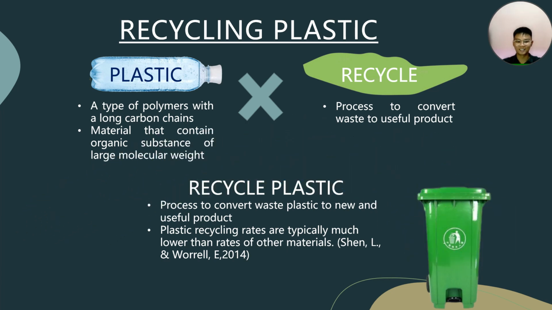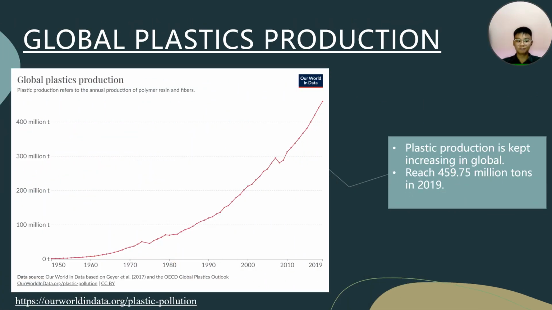This is recycled plastic. This figure shows the global plastic production. The summary is that plastic production keeps increasing globally and it reached 459.75 million tons in the year 2019.